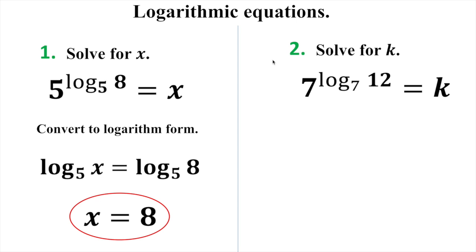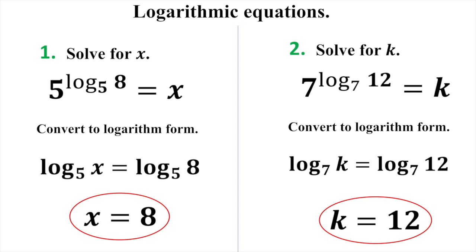So let's spend some time and go over this one now. Same process. We're going to convert it to logarithmic form. Once we convert it to logarithmic form, we find out that they both have log base 7. So that means these two components here have to be identical. So that means this one is a 12, that one here has to be a 12 as well. So that means k has to equal 12.